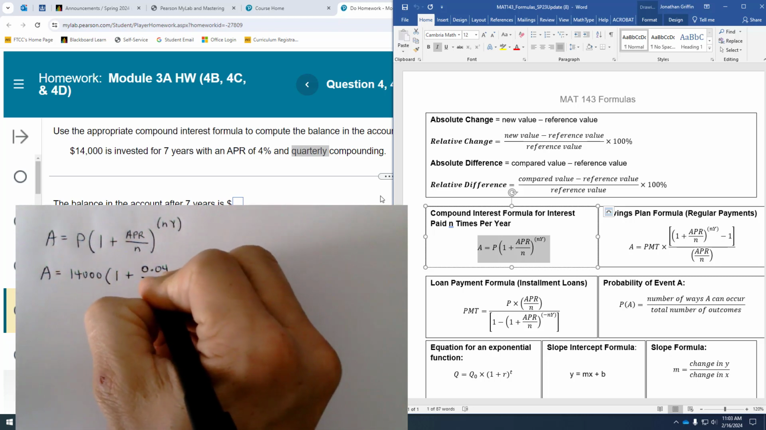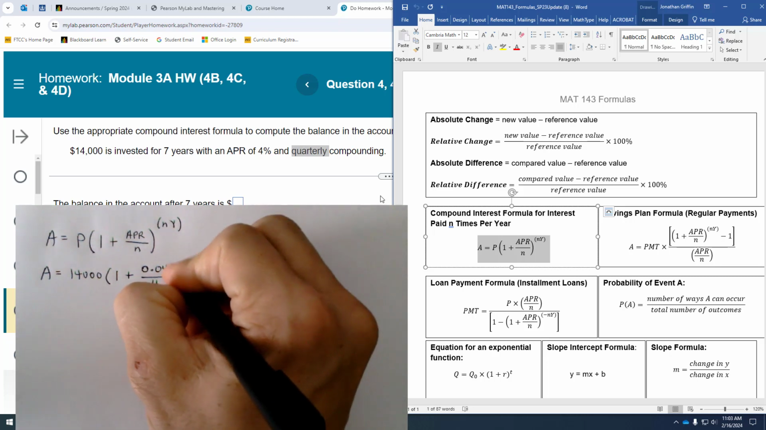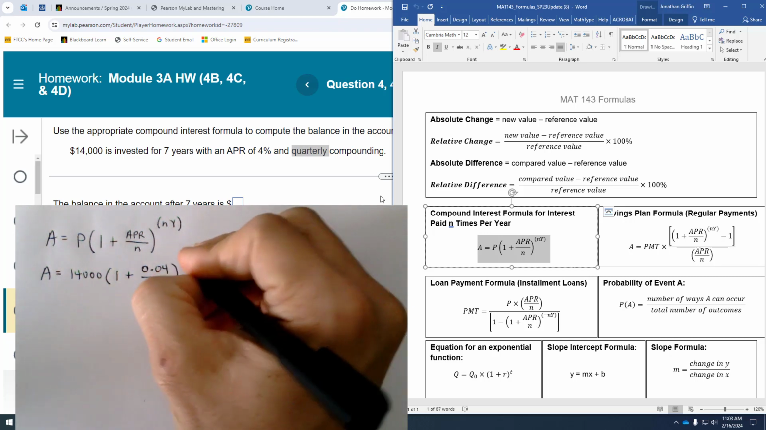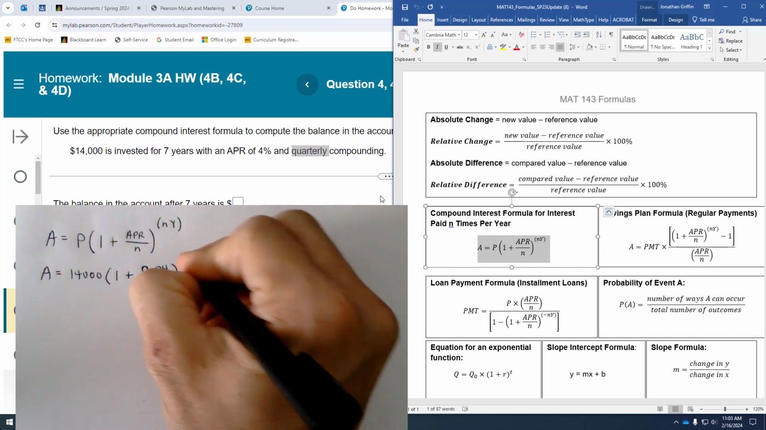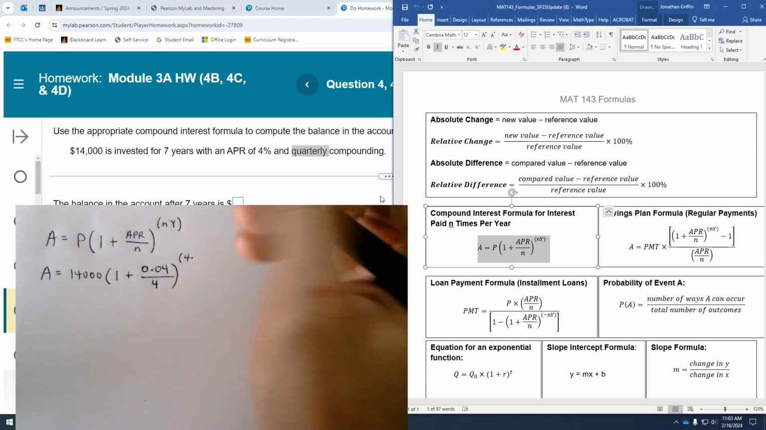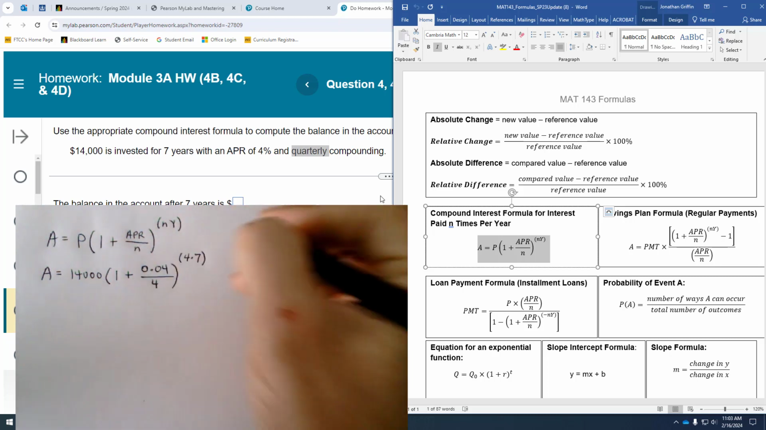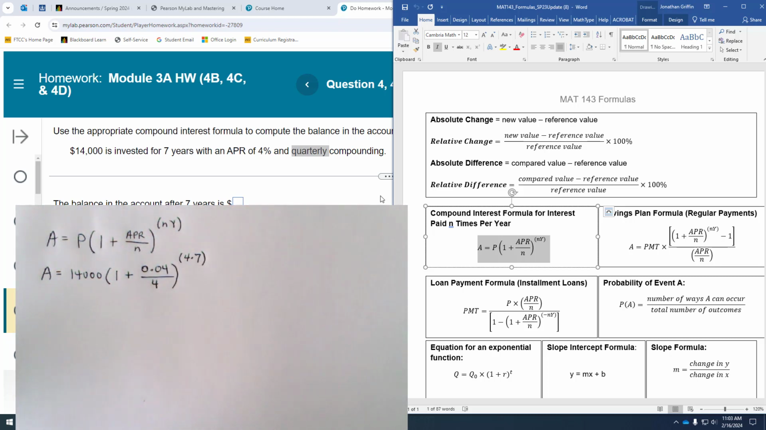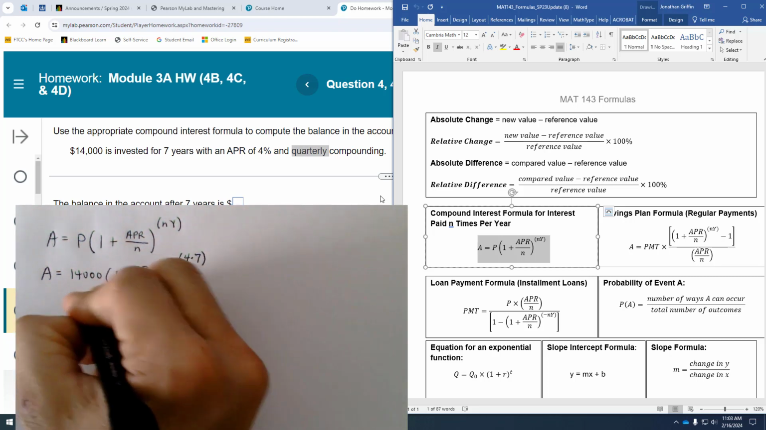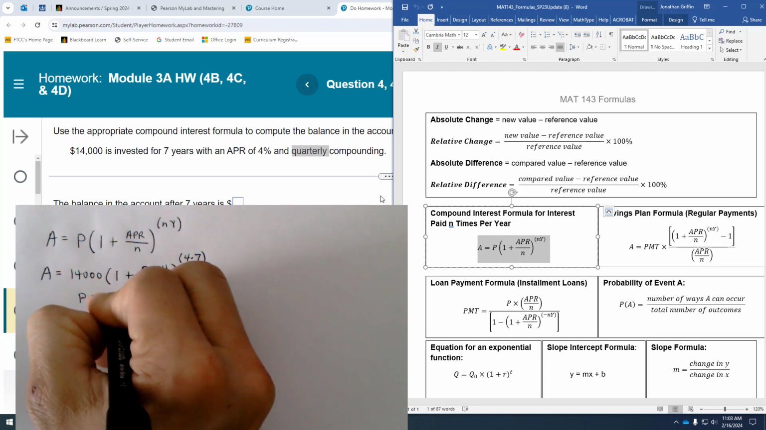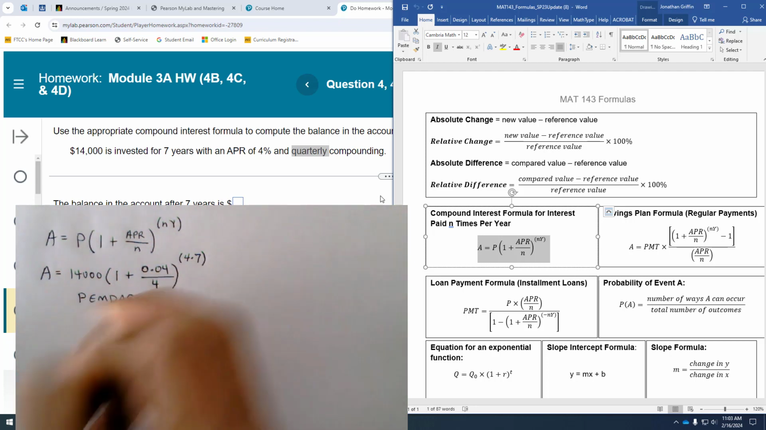So quarterly compounds, we're going to put 4 there, and then we're going to raise that to the power of 4 times the number of years, which was 7. So 4 times 7.